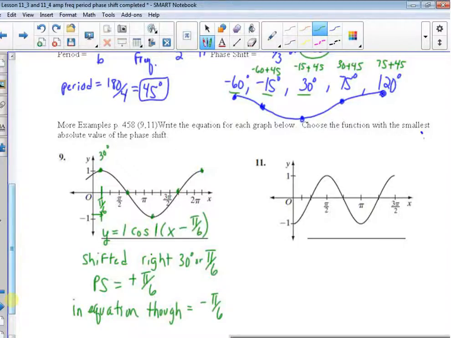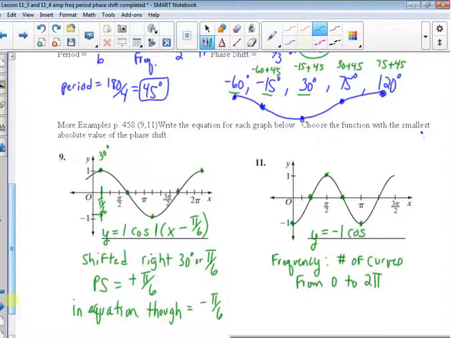Number 11, it looks like it's just a cosine curve already, and it's just been reflected over the x-axis because, look, I can see the 5 skeleton points of a cosine curve starting at 0. So when you start at 0 for the skeleton points, you have really no phase shift here. So this looks like y equals, the amplitude is 1, but because it's been reflected, it's negative 1 of a cosine curve. Now what I need to do is figure out what the frequency is. So the frequency is the number of complete curves from 0 to 2 pi.